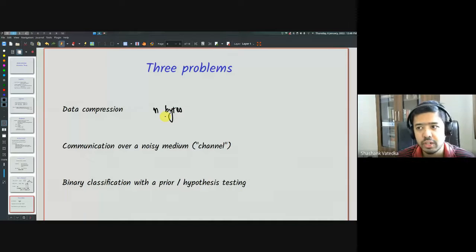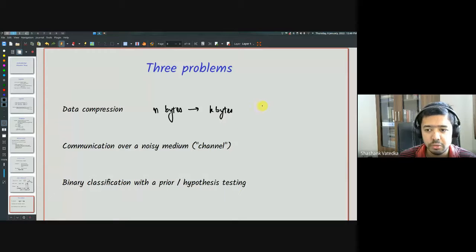Right, I have a file. I have an n byte file. I need to compress it. So let's say I have a text file or an image. I want to compress it down to say k bytes, where k is as small as possible. Okay, so I want k to be much smaller than n. So the question is, now given an n byte file, how small can k be?